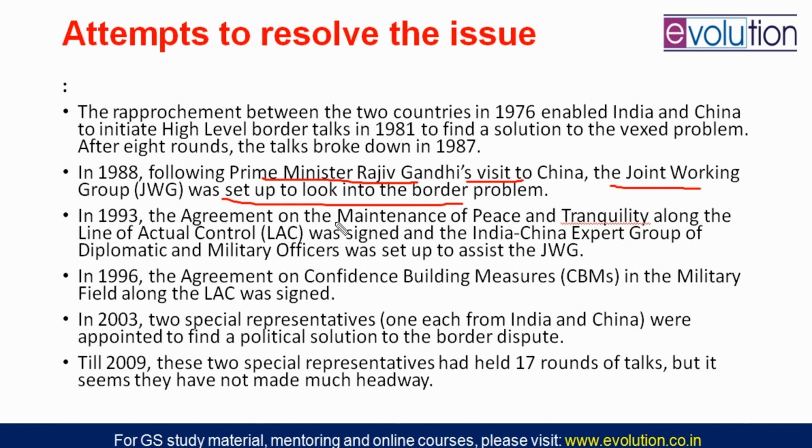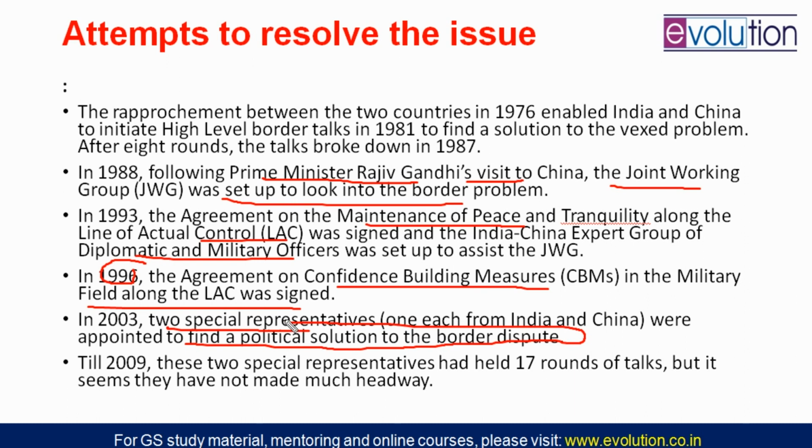In 1993, the agreement on maintenance of peace and tranquility along the line of actual control was signed by both India and China, by the expert diplomatic and military officers. In 1996 came the agreement on confidence building measures in the military field along the LAC, that we will build confidence towards each other. And in 2003, during the Atal Bihari Vajpayee time, two special representatives, one each from India and China, were appointed to find a political solution to the border dispute. The solution has not come till now.